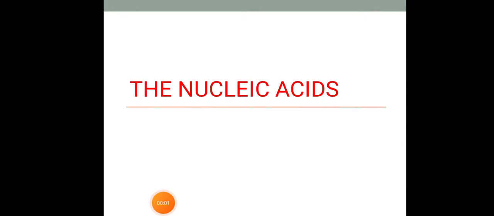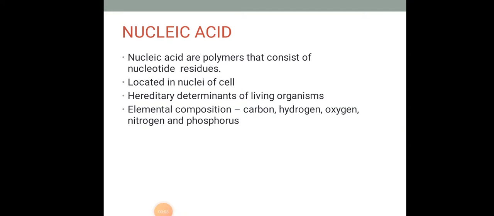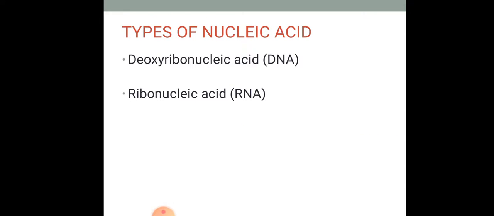We discuss the nucleic acids. Nucleic acids are polymers that consist of nucleotide residues. We can call them polynucleotides, and they are hereditary determining in living organisms. Carbon, hydrogen, oxygen, nitrogen, and phosphorus are the elemental elements present in nucleic acids. And DNA and RNA are the two different types of nucleic acids present.